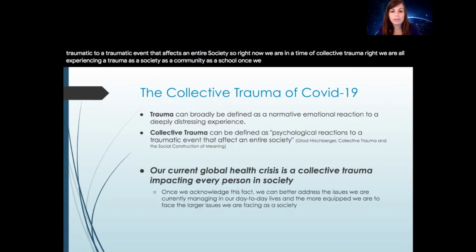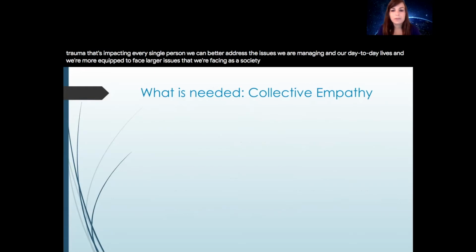Once we acknowledge that we are experiencing a collective trauma that's impacting every single person, we can better address the issues we are managing in our day-to-day lives, and we're more equipped to face larger issues that we're facing as a society. So what do we need right now? How do we deal with collective trauma in our day-to-day life?